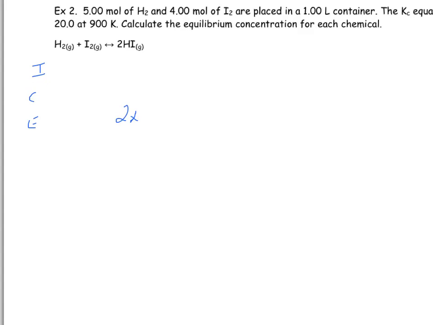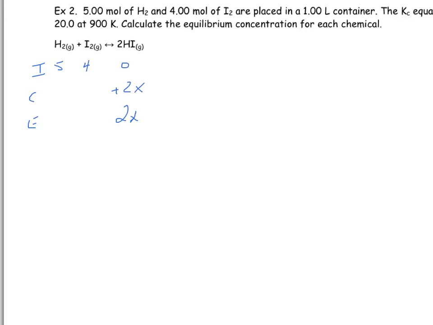Here's the answer for example 2. It's a long one. The initial concentrations, I'll have 5 moles per liter for my hydrogen, 4 moles per liter for my iodine, and because it's not mentioned, I'm going to assume that I start off with 0 moles per liter of HI. I recommended making HI's concentration at equilibrium 2x. That makes its change a positive 2x.